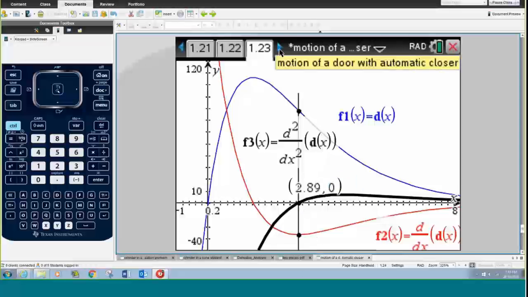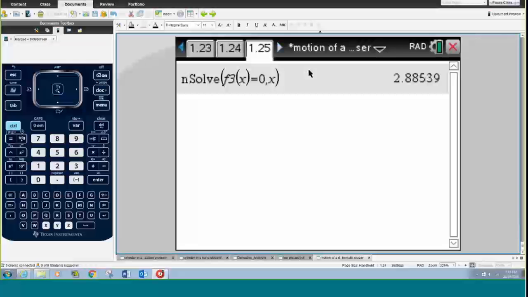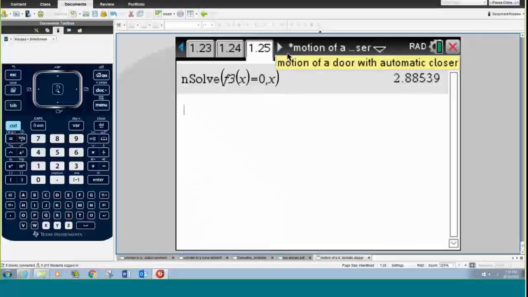And the last question here would be what name is given to this point, and we could also use numerical solve for the second derivative, solve for 0, to get the x-coordinate of the point of inflection. So that is the first of the activities.